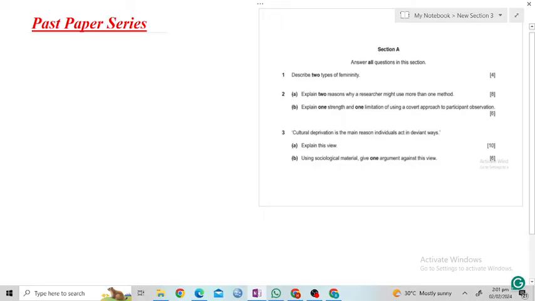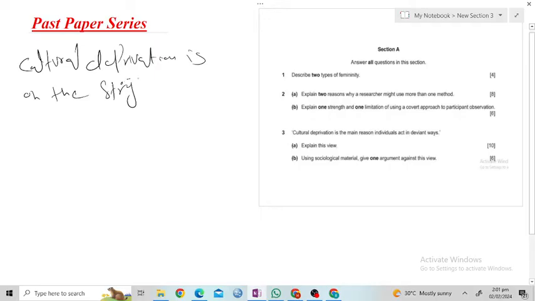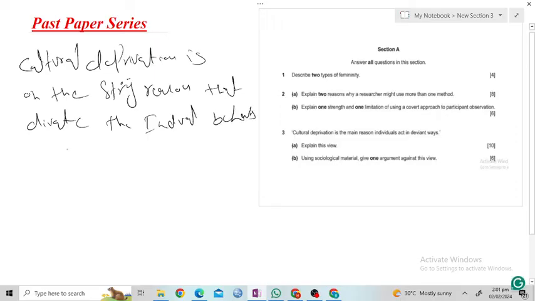Now, the question is: cultural deprivation is the main reason individuals act in a deviant way. Explain this view. Let's try to solve this question first. So cultural deprivation is one of the strong reasons that deviate the individual's behavior.